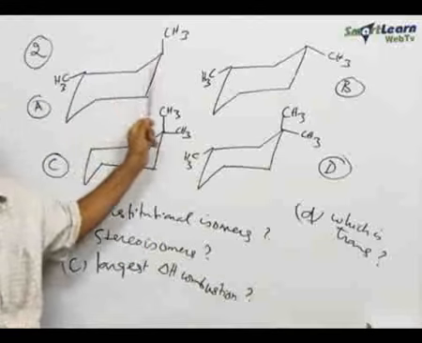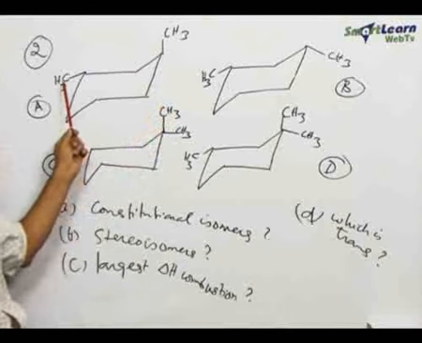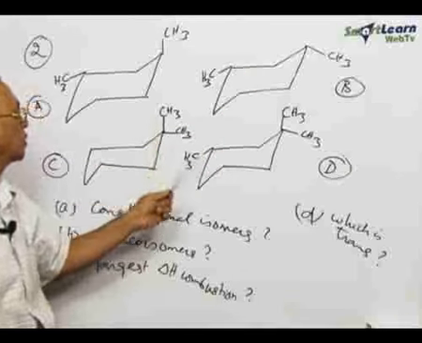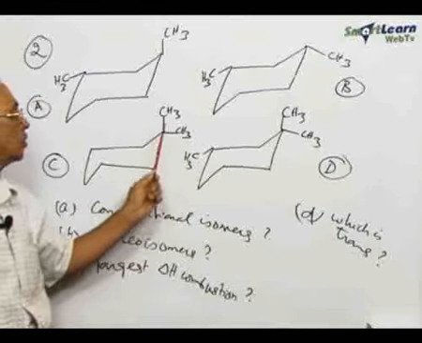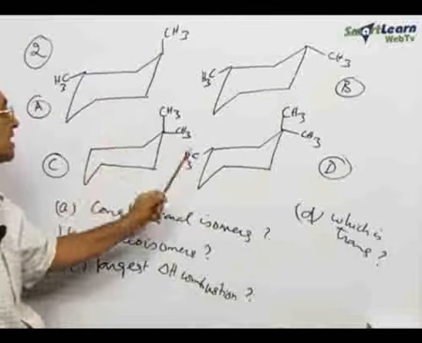The trans stereochemical assignment can be given only to compound A and not to the other compounds, because B is cis, and the others have more than two groups or two groups attached to the same carbon, so those concepts cannot be applied to them. Therefore, the trans is only A.